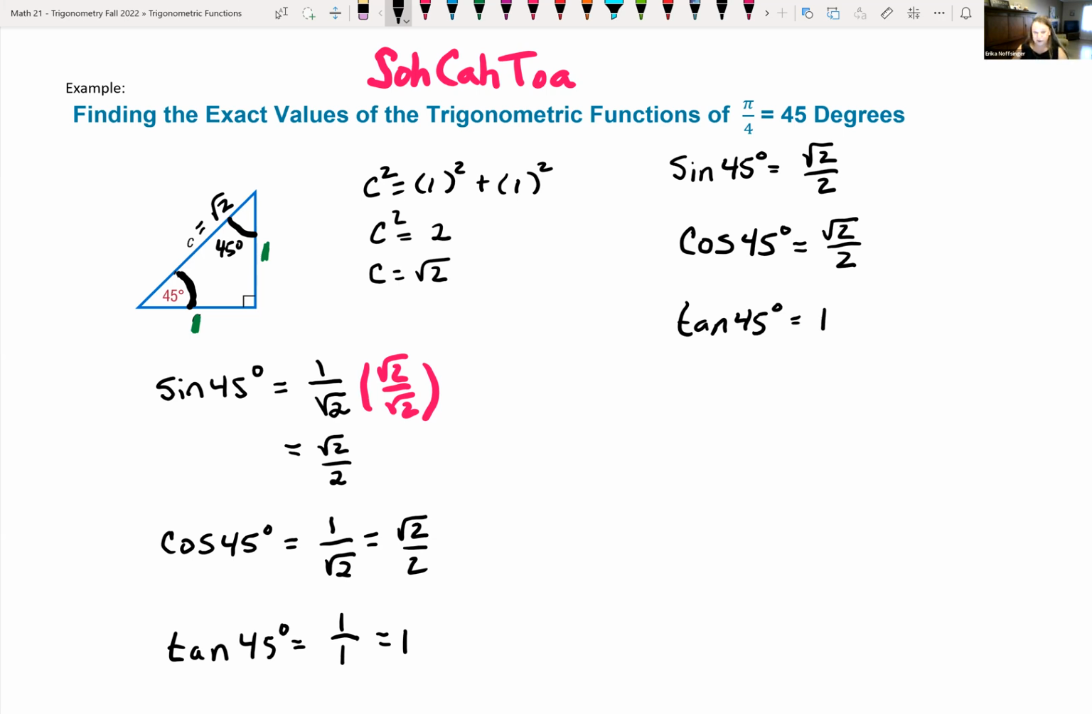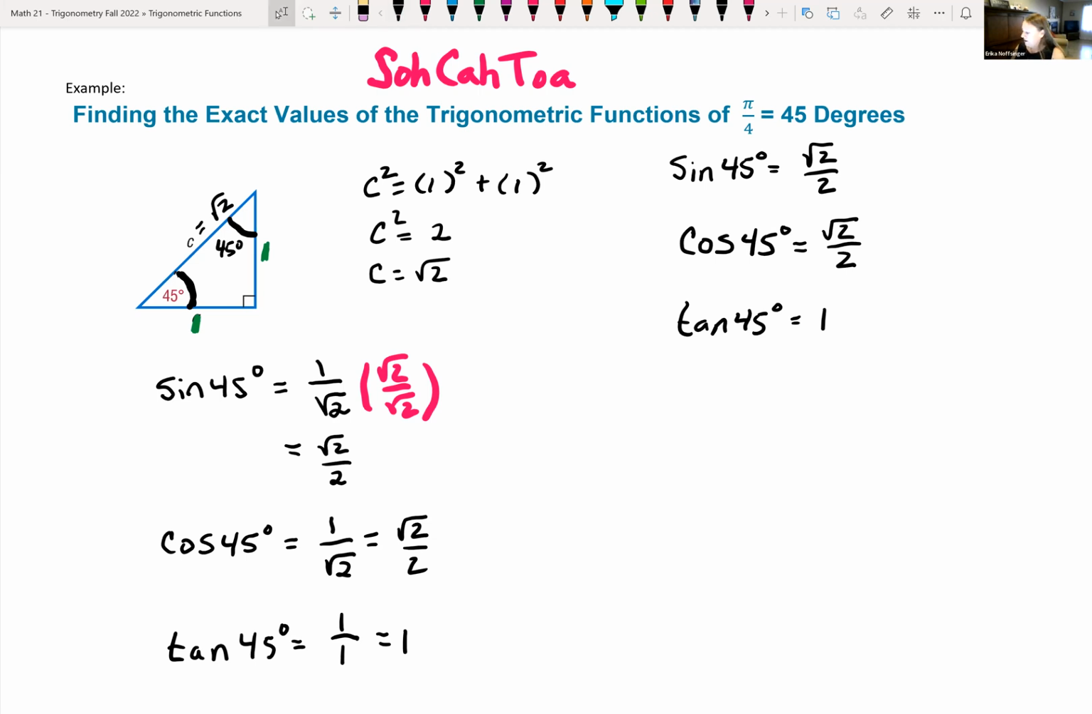Again, there's different ways that we could approach this. We could have used the definition that tangent of 45 degrees is sine of 45 degrees over cosine of 45 degrees, and we would still get 1 there. So we can think of it as a relationship of sides, or we can think of it as rewriting the other trigonometric functions in terms of sine and cosine. So as long as we know sine and cosine, we can quickly derive the other ones.